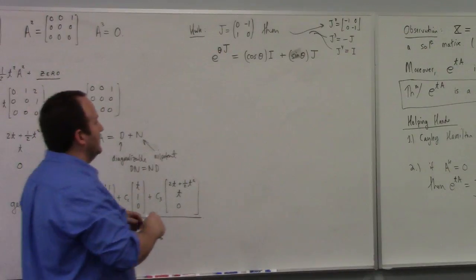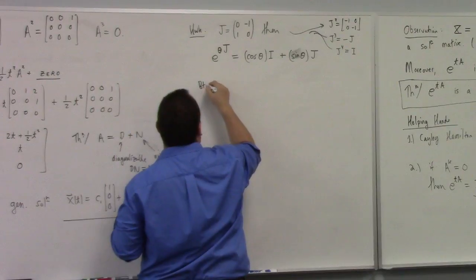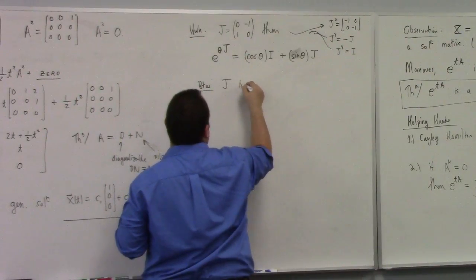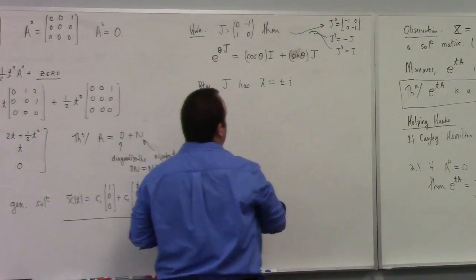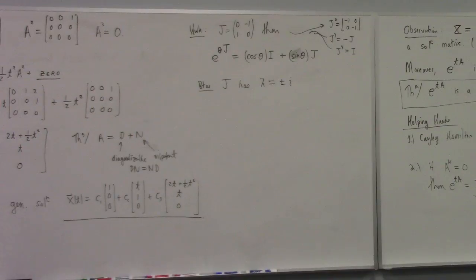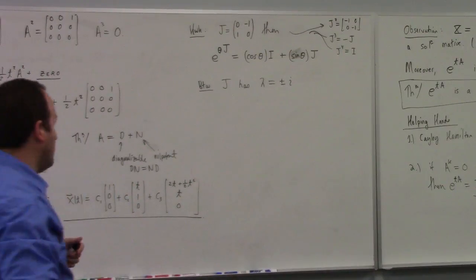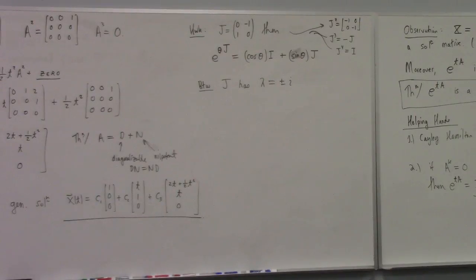And so this J, by the way, has lambda equal to plus or minus i, as it happens. So this matrix exponential is also picking up for us systems which have complex eigenvalues. It's in there somehow. Although there doesn't seem to be anything particularly complex about the matrix exponential, is there? And yet it's in there.